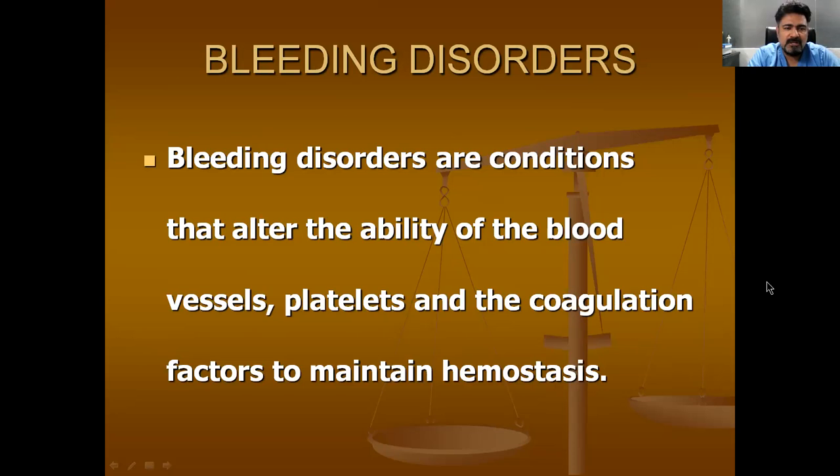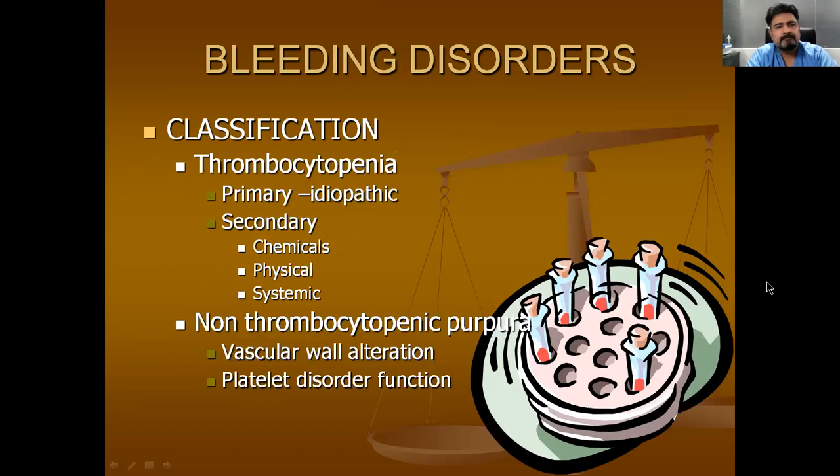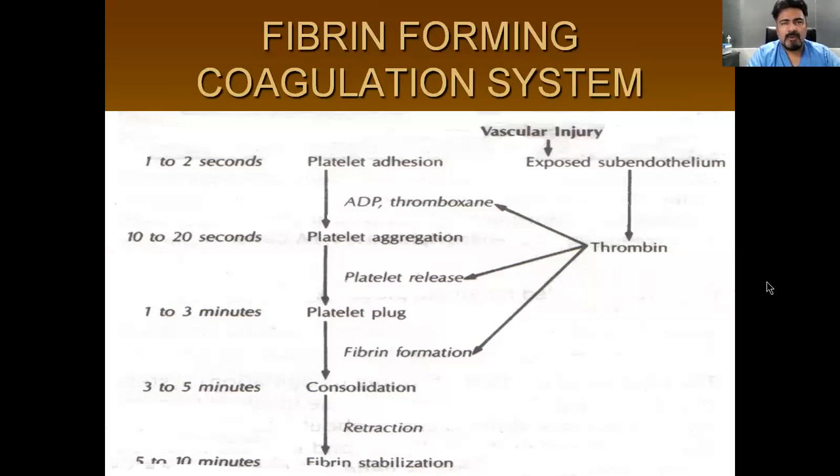Now, bleeding disorders, sometimes they are very crucial. Bleeding disorders are conditions that alter the ability of the blood vessels, platelets, and coagulation factors to maintain hemostasis. The classification is disorders of coagulation: hemophilia, inherited and acquired, liver, nutritional, anticoagulant drugs. Then thrombocytopenia: primary idiopathic, secondary chemical, physical, and systemic. And non-thrombocytopenic purpura is vascular wall alteration or platelet function disorder. Then the fibrin forming coagulation system, and this is the cascade.